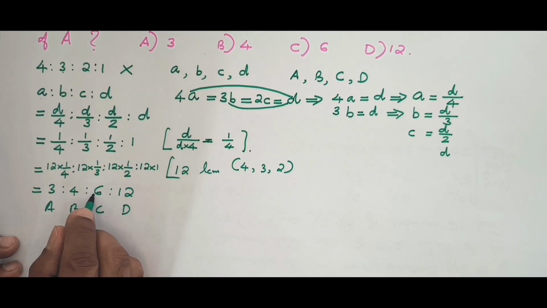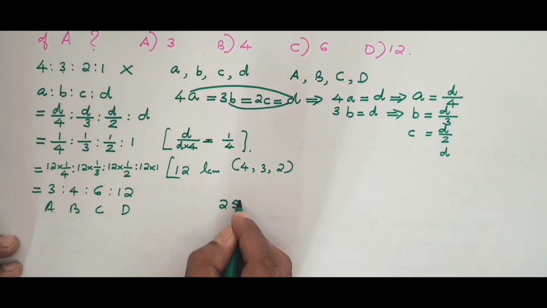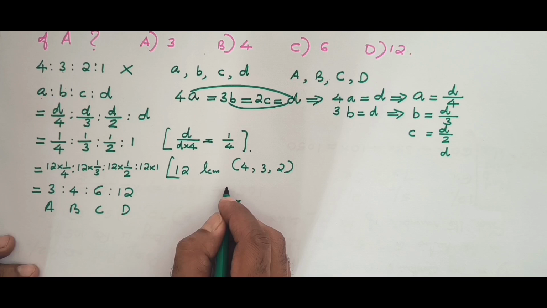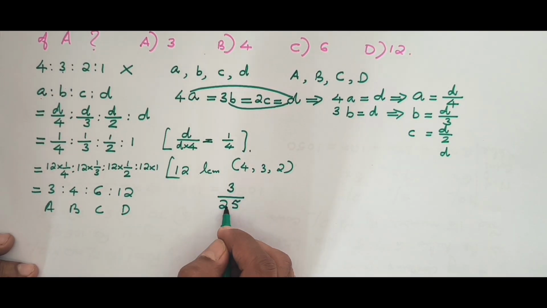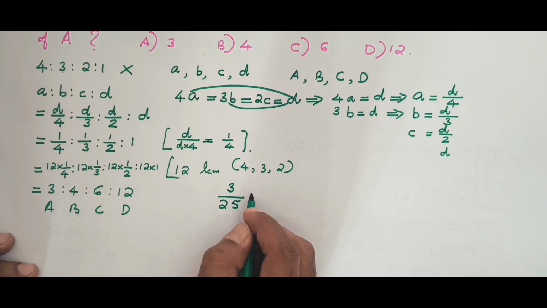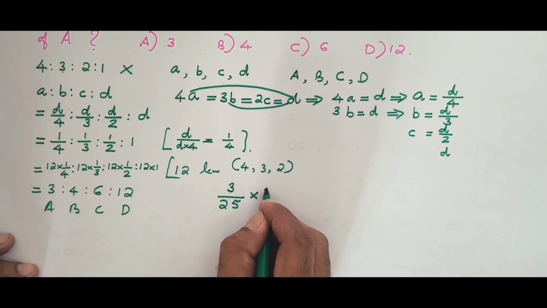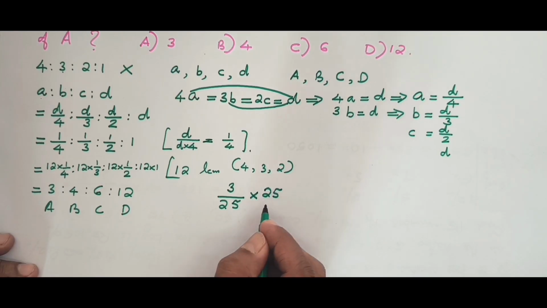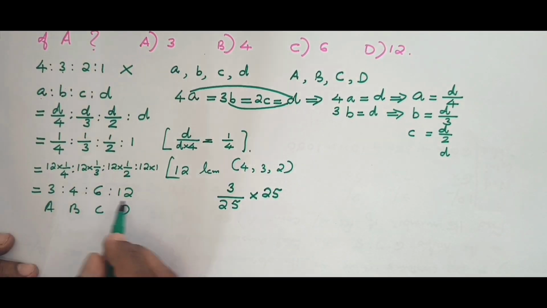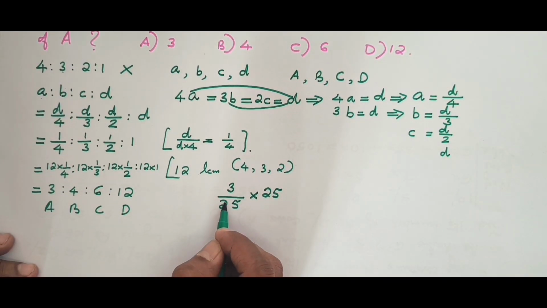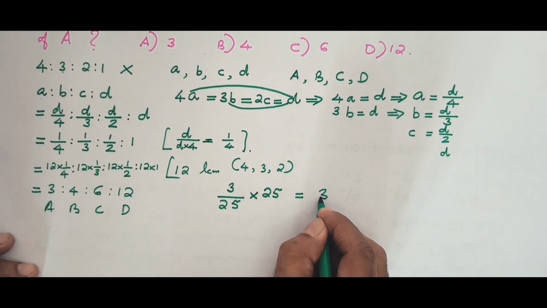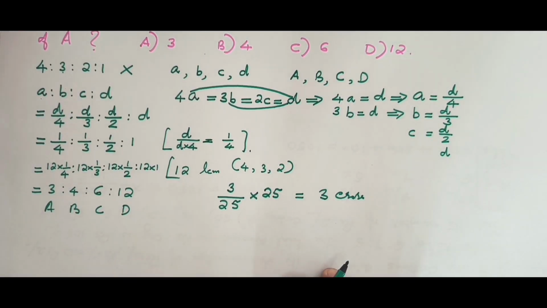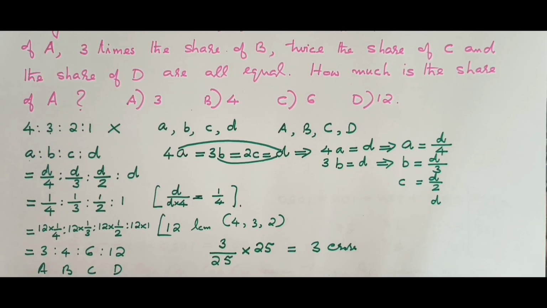If you sum up, what do you have? 25. If there is 25 rupees, 3 rupees will go to A. Rather, if there is 1 rupee, 3 divided by 25 will go to A. But the total amount is given to be 25 crores, isn't it? So you are just dividing 25 in this ratio, and this is the amount that goes to A. 25, 25 cancel, you get 3 crore, which is given as the first option in the problem.